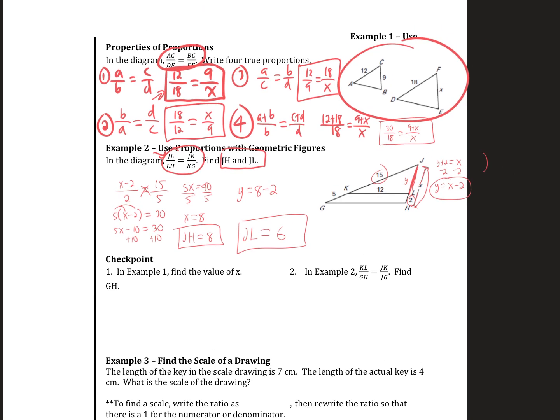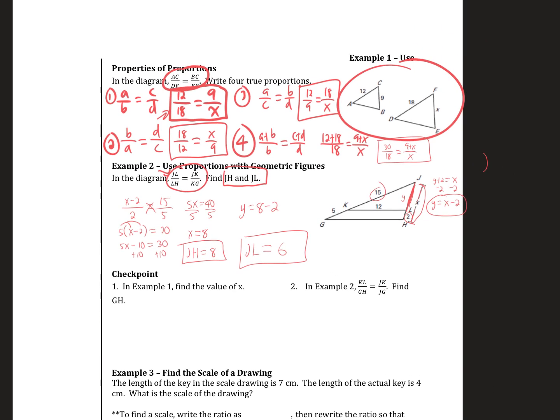All right, sounds good. Okay, why don't you guys go ahead and try the checkpoints, and I'm going to leave it zoomed out so you can see what we talked about. In example 1, you're going to find this value of x, and then in example 2, you have a new proportion here. So make sure you follow the new proportion. Go ahead and pause the video, see how you do.